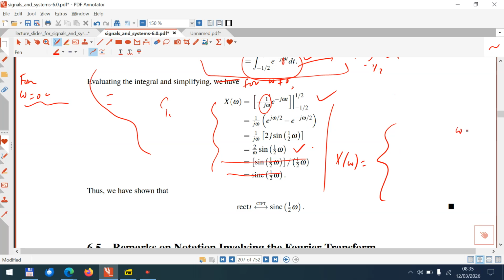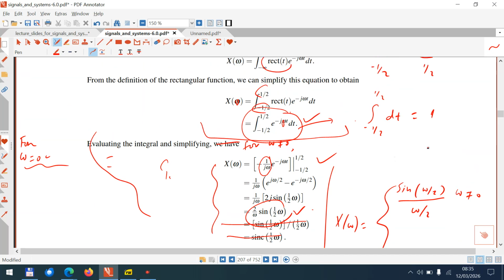So when omega is non-zero, you have this thing, which is, I'm just copying it, sine of omega by 2 divided by omega, right? And I can even bring that 2 here, so omega by 2. And when omega is 0, what did we get from there? 1, right?